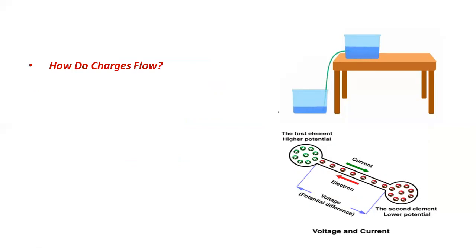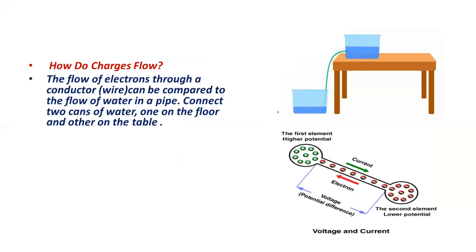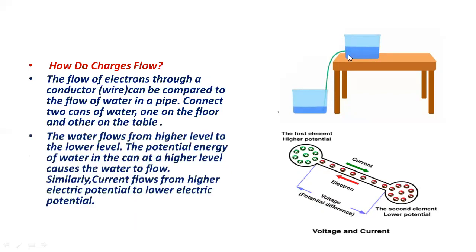How do charges flow? The flow of electrons through a conductor can be compared to the flow of water in a pipe. In order to understand the flow of charges in a conductor, let us take the example of the flow of water. You can see here there are two cans connected with a pipe. One can of water you have to place on the table, and the second container you have to place on the floor.